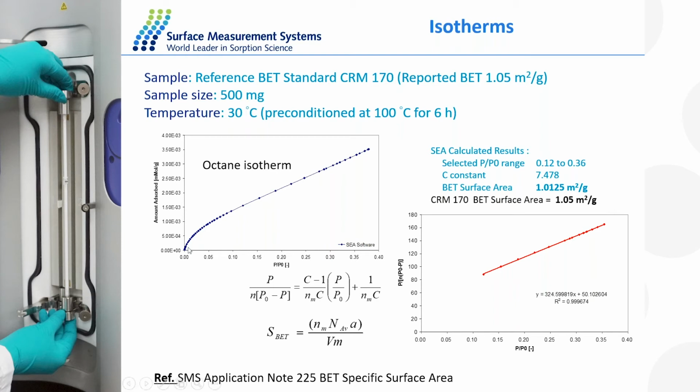isotherm and BET. So this is the corresponding isotherm. It is in the BET range. And this is our corresponding BET plot. And as you can see, there's a good agreement between the reported value and our value obtained by the iGC-SEA.